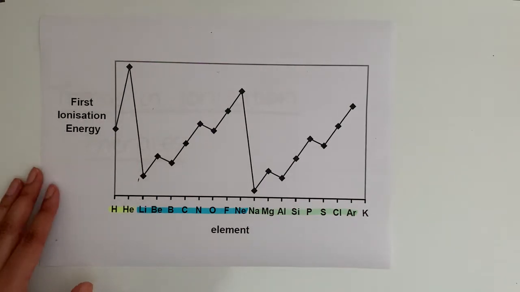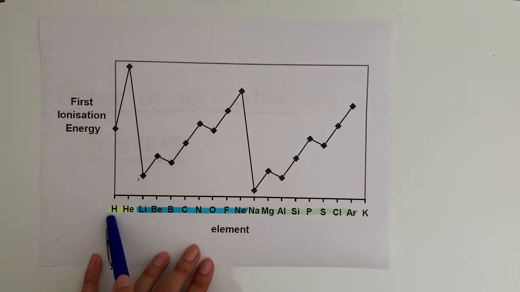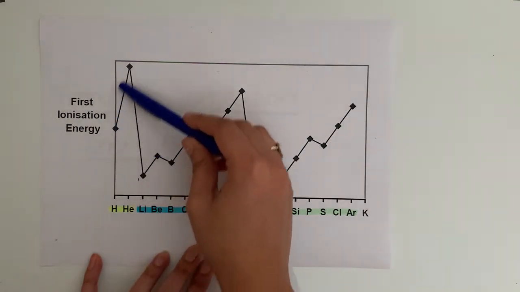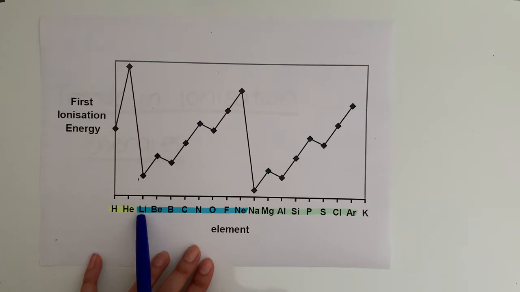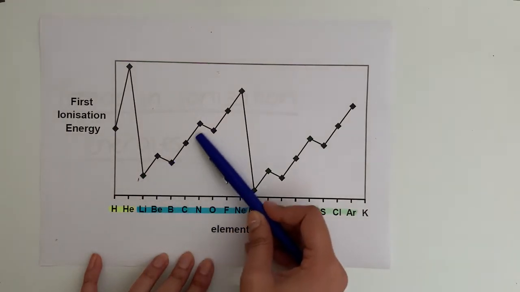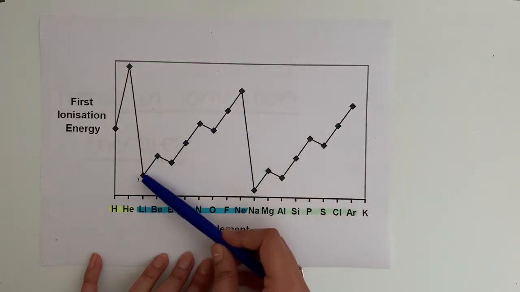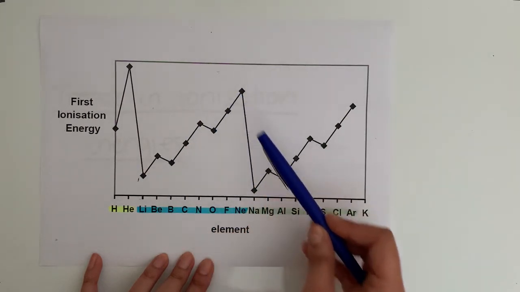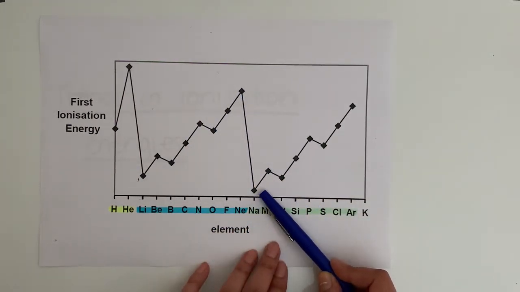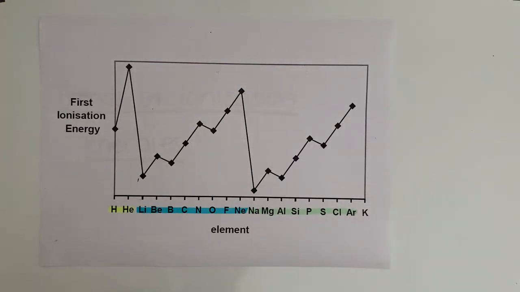In terms of the general trends that you can see here, as we go across a period, from hydrogen to helium, there's an increase. When we go to the second period, from lithium across to neon, there is a general increase. We're going to ignore these dips for now; I will address them later. But there's a general increase across the period, and in period 3 again we have a general increase. So the first trend is that across a period, we have a general increase in ionization energy.